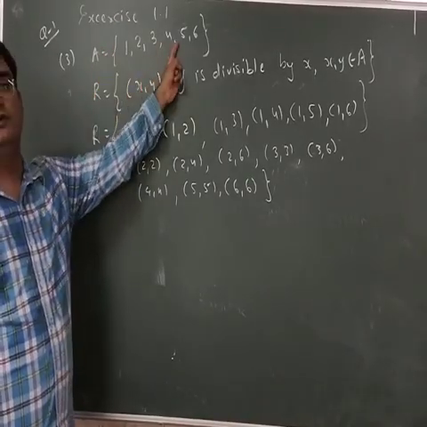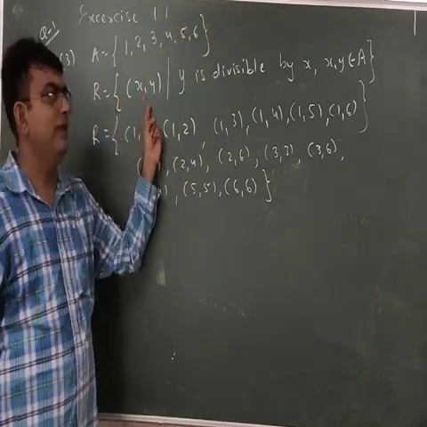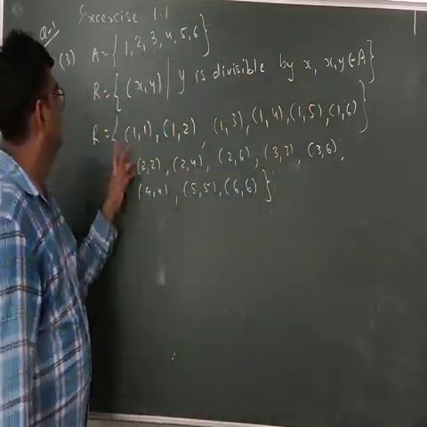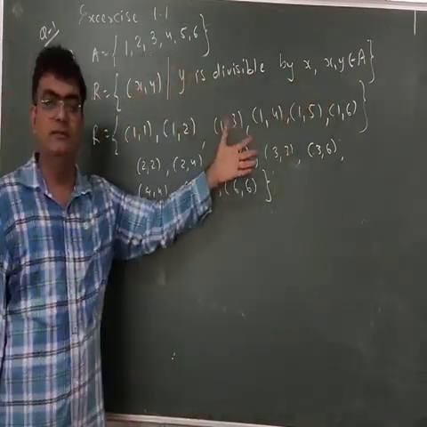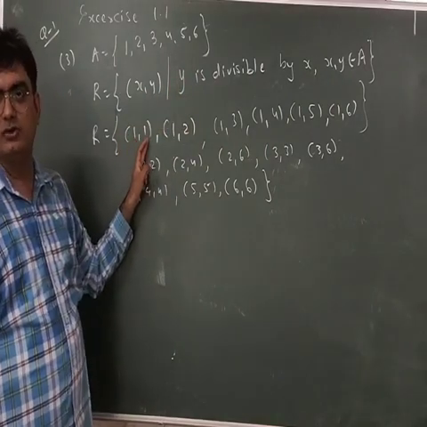A is equal to {1, 2, 3, 4, 5, 6}. R is equal to {(x, y): y is divisible by x, x and y belong to A}. Let us write it in the listing form. We know that 1 is divisible by 1, so (1, 1) belongs to R.